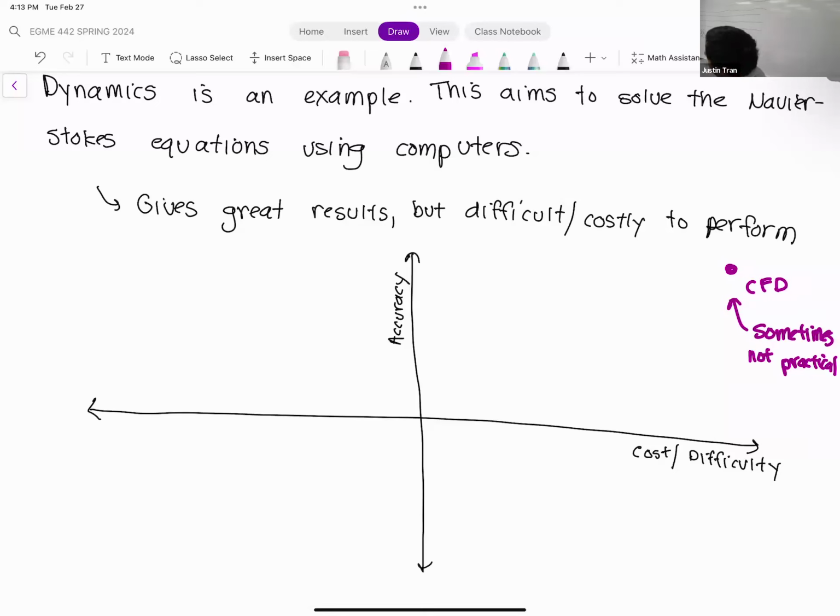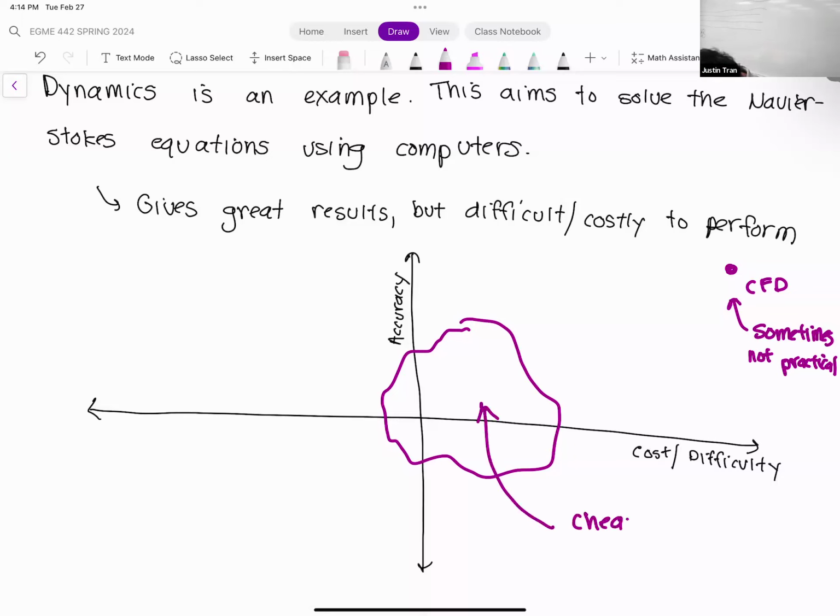Okay, there's actually a lot of really interesting work in this realm of the modeling space. Models that may not be the most accurate or the most high fidelity, but they come at an extremely cheap cost. So these models right here are cheap, but not as accurate.